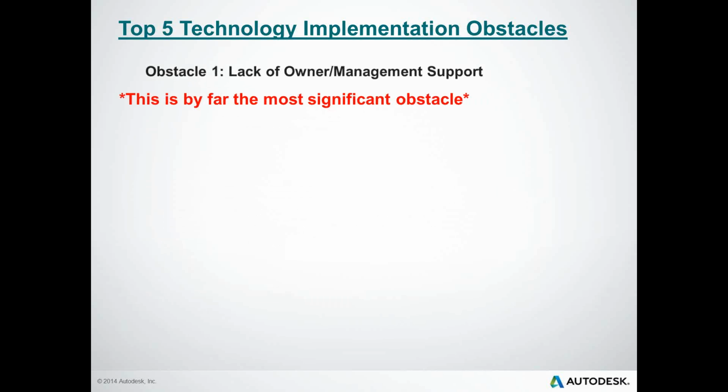So, obstacle 1, typically there's a lack of owner management support. And by far, this is the most significant obstacle. It's very common that technology implementations, specifically projects, have roots in the end users who are basically entrenched in the product on a day-to-day basis. Now they tend to hear about products or processes that will benefit their companies and ultimately bring attention to those who have the authority to make the project happen.